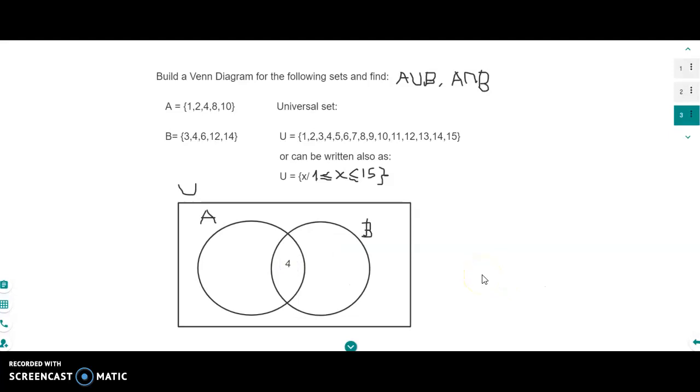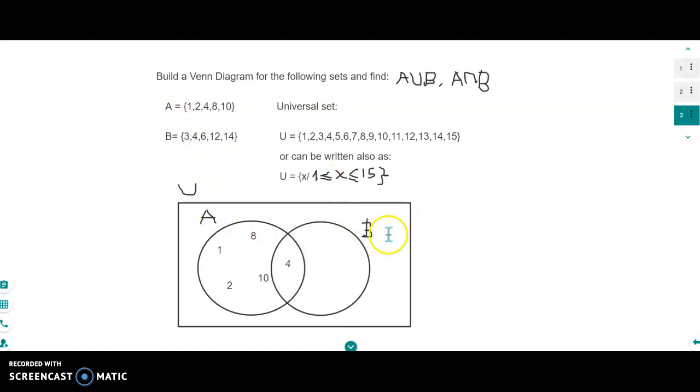Okay, now we write the elements that are in A, but we don't include 4 because it's already in the intersection zone. So we write the other elements. So let's start with, for example, 1. Let's continue with 2. 4 is already in the intersection. 8. Then we have 10. Okay. And that's it. We already have the set A.